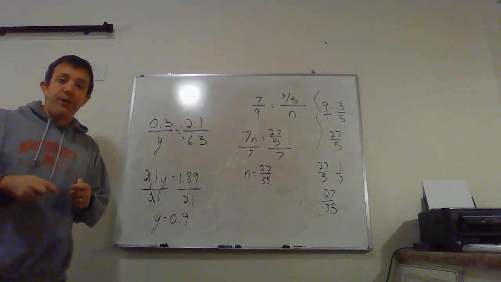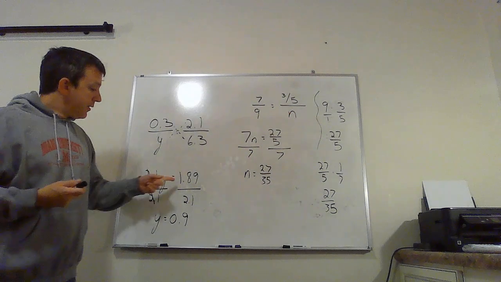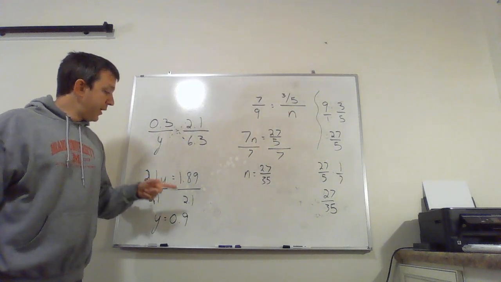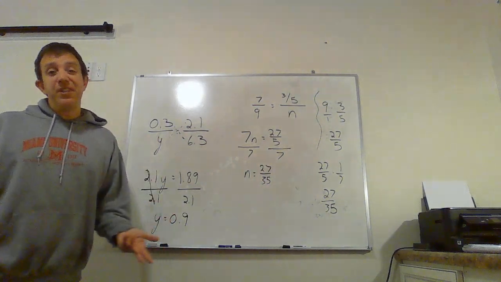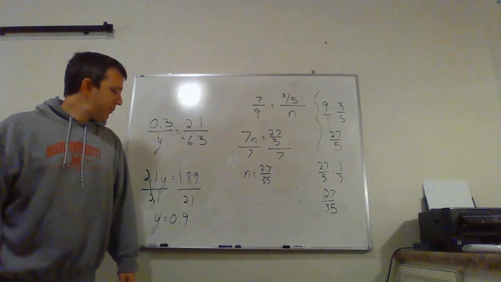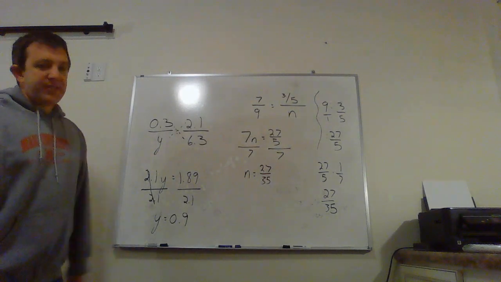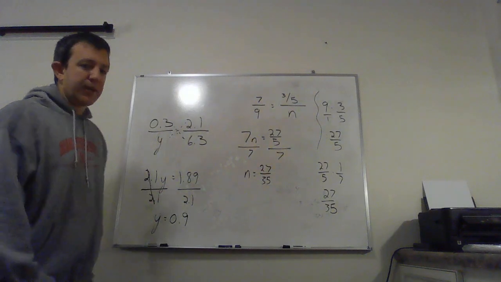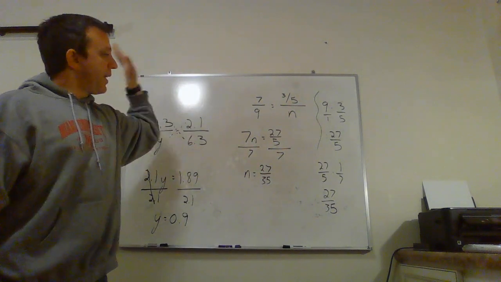One thing to watch out for here, if you are using a calculator, the top number always gets typed into your calculator first. Okay, so type in 1.89 divided by 2.1. If you do it the other way, your division's backwards, and you're going to get a really messy, nasty looking answer. Well, in this case, yeah, it wouldn't be great. Don't do that.